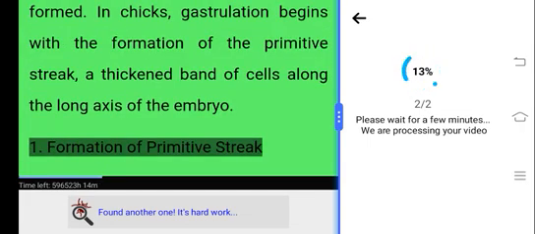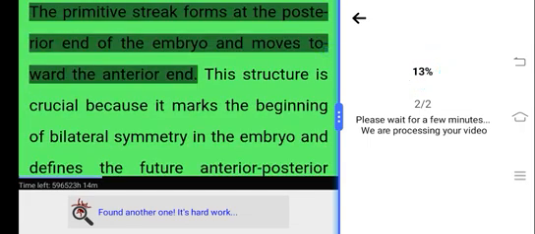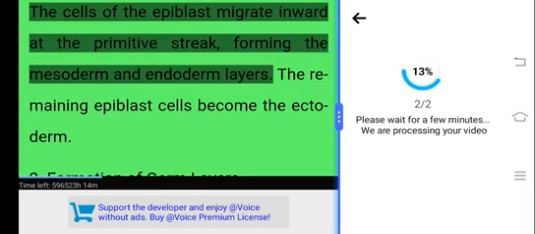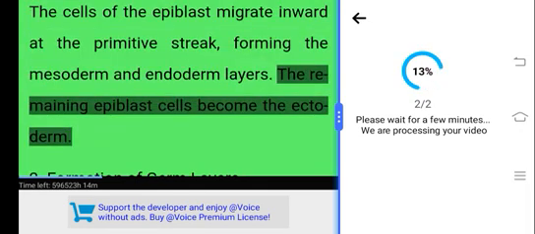1. Formation of primitive streak. The primitive streak forms at the posterior end of the embryo and moves toward the anterior end. This structure is crucial because it marks the beginning of bilateral symmetry in the embryo and defines the future anterior-posterior axis. The cells of the epiblast migrate inward at the primitive streak, forming the mesoderm and endoderm layers. The remaining epiblast cells become the ectoderm.